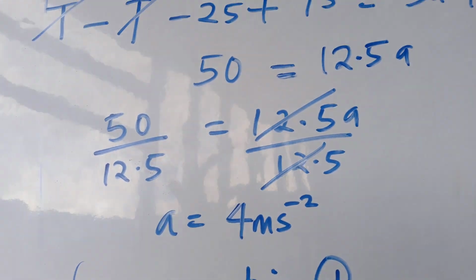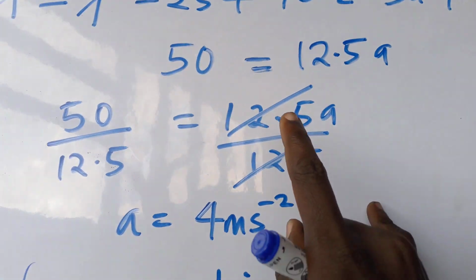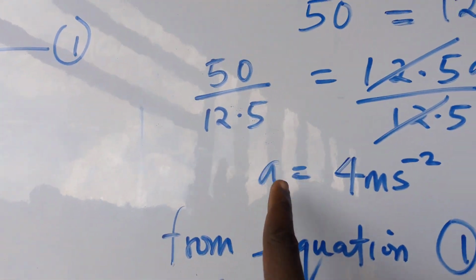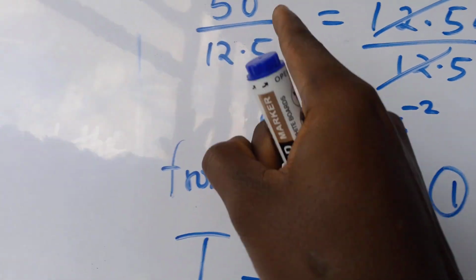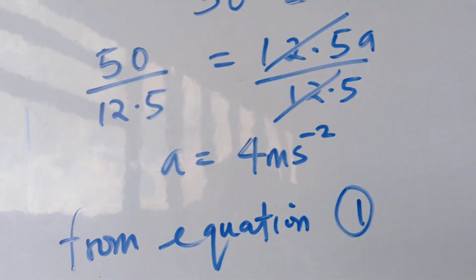So I divided by the coefficient of a. The coefficient of a is 12.5, so divide both sides by 12.5. I have 12.5a divided by 12.5, and it's equivalent to 50 divided by 12.5. This will cancel out this. 50 divided by 12.5 is 4. That is, my acceleration is 4 meters per second square.